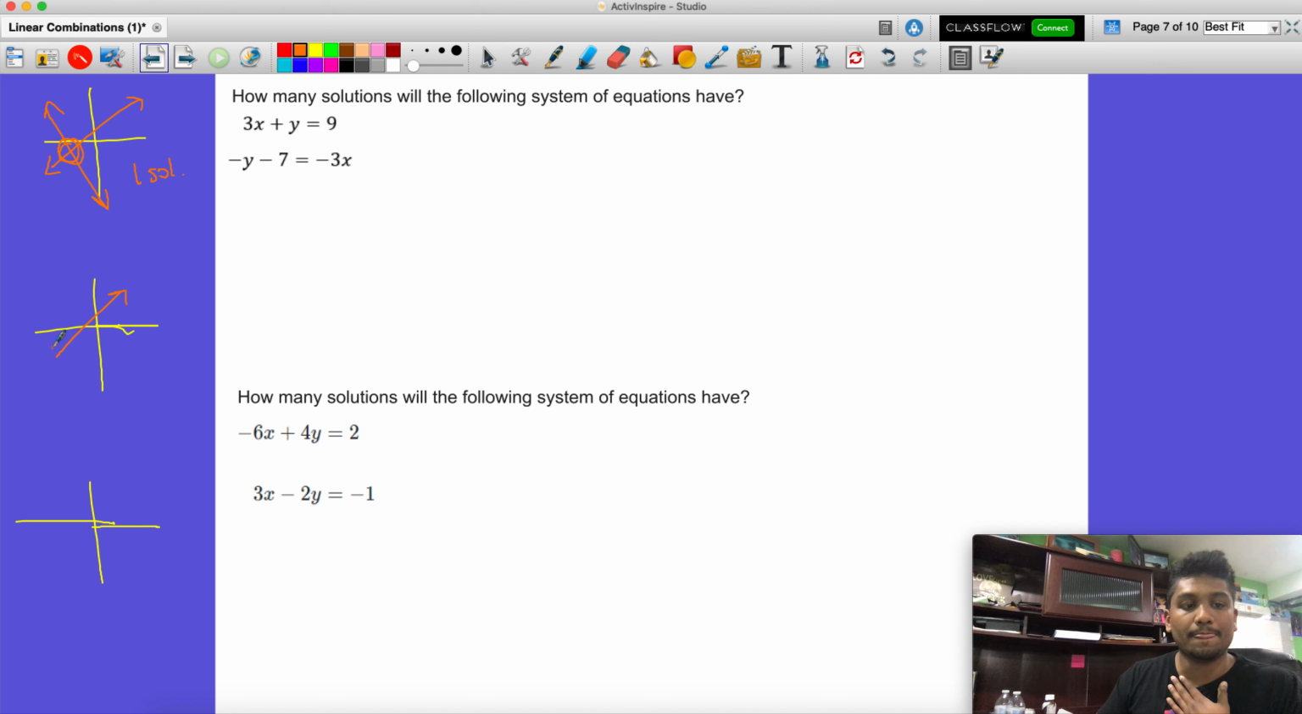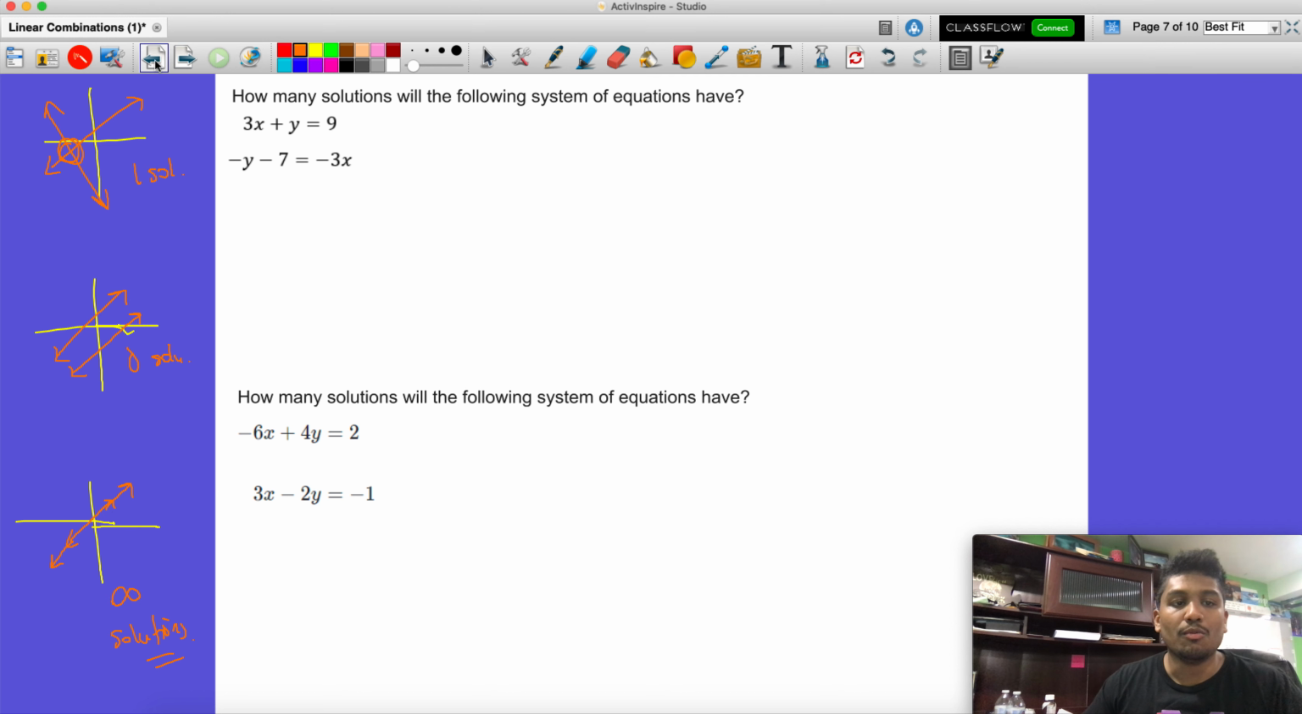If we had two lines like this, these are parallel lines. I know they don't look parallel, but they're parallel. This would be zero solutions because they never intersect. And if we had a line that looked like this, where they were the same lines, they would be infinite. It's infinite solutions. But if we don't have a graph, how do we do that?